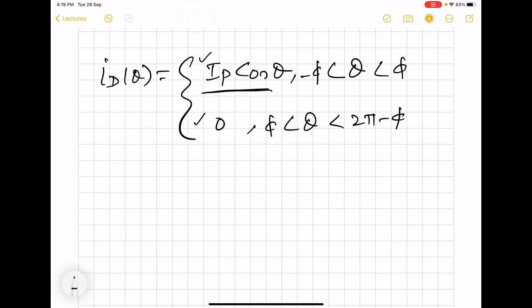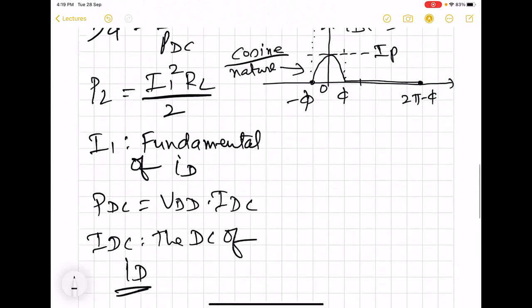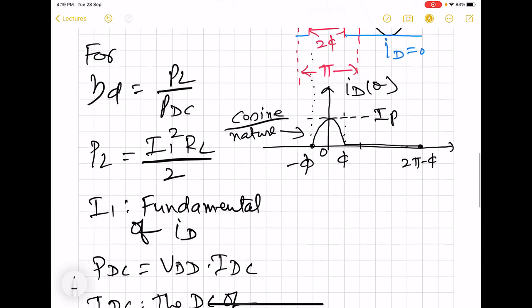Sir, I have one doubt. Yes. Shouldn't it be 0 for pi to 2 pi minus 2 pi? How did you get 2 pi minus pi? Can you explain that again?